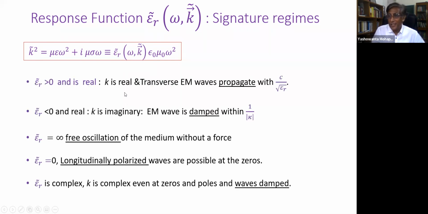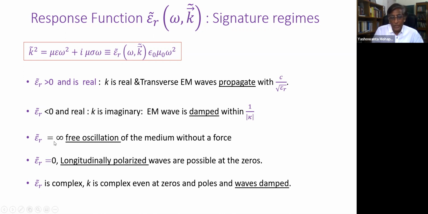Okay, and then these are the cases. If you don't understand fully, I have still shown you something. If epsilon r is positive and real, then k is also real, and transverse EM waves propagate with the velocity that we know, c by n. If epsilon r is less than 0 and real, then k becomes imaginary, and the EM wave is damped with a skin depth kind of distance that we have seen.